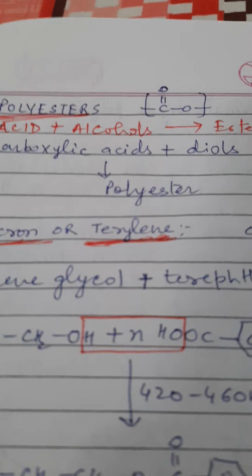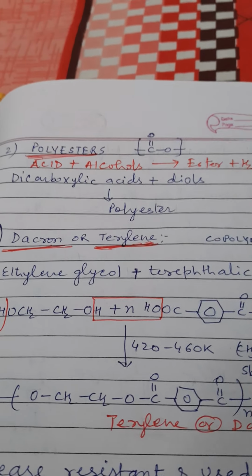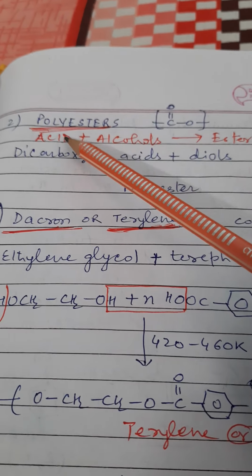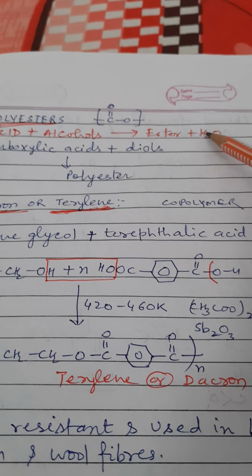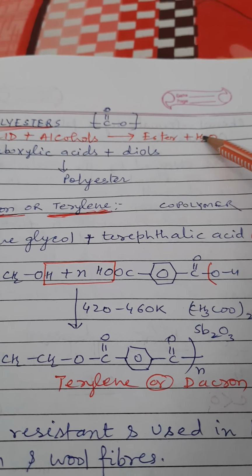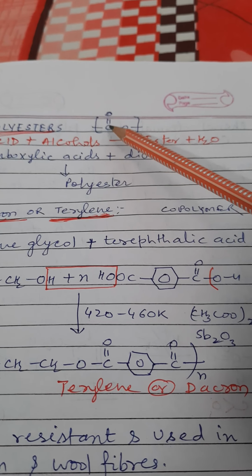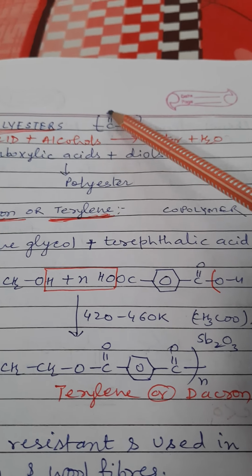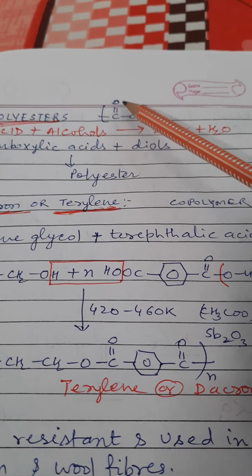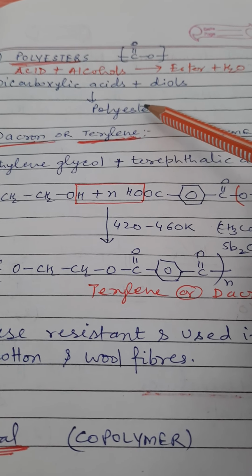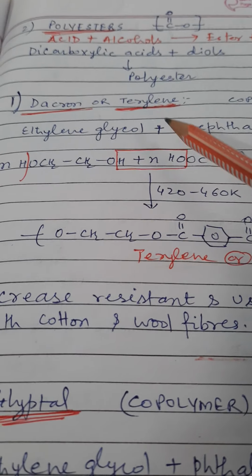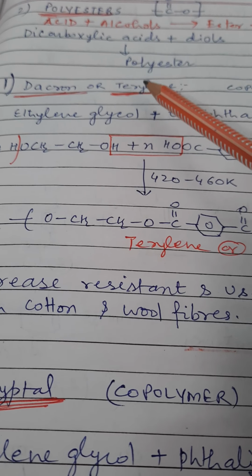Okay, then come to the next topic, that is polyester. In the formation of polyester, when acid combines with alcohol, it forms ester plus water molecule. The functional group of polyester is the ester group, C double bond O. In the formation of polyester, the first example is Dacron or Terylene.